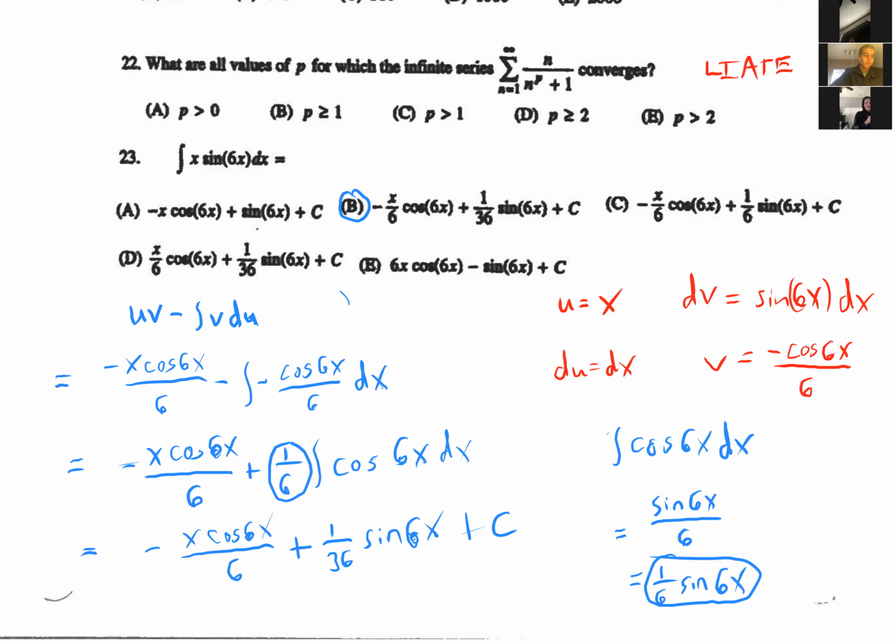Okay, so I'm gonna do tabular now, same problem. An easier way you could have done this: tabular only works when one factor integrates repeatedly and the other differentiates down to 0. So here I'm gonna do x and then sine of 6x. x is the one that differentiates down to 0. You take the derivative of x, it's going to be 1. You take the derivative of 1, it's going to be 0. Sine of 6x, I can integrate that repeatedly. So this is negative cosine of 6x over 6.